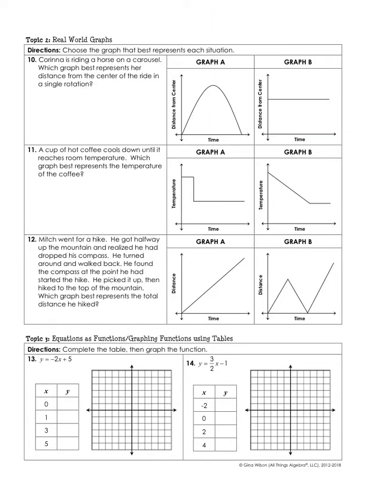All right, for 10, 11, and 12, these are all real world situations where we have to pick which graph best represents the situation. So I'm going to go ahead and do number 10 with you. Number 10 says, Karina is riding a horse on a carousel. Which graph best represents her distance from the center of the ride in a single rotation?